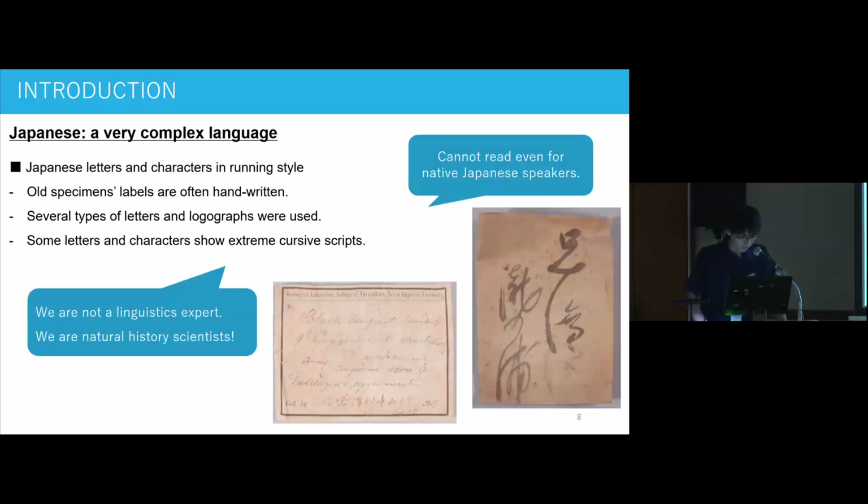Furthermore, old Japanese museum labels are often handwritten, showing extreme cursive script. These letters and characters in cursive script were used in combination, making them crazy difficult to read, even for native Japanese speakers like me. Yeah, I can't read it.